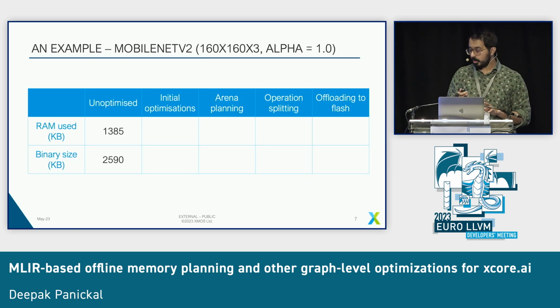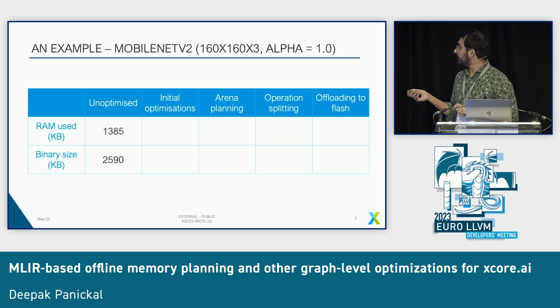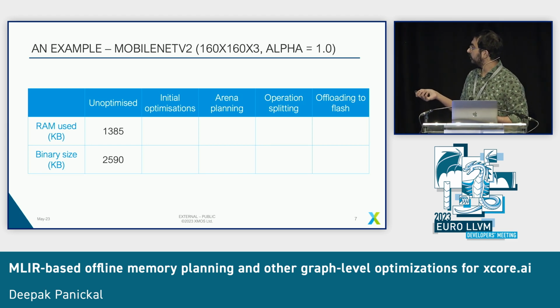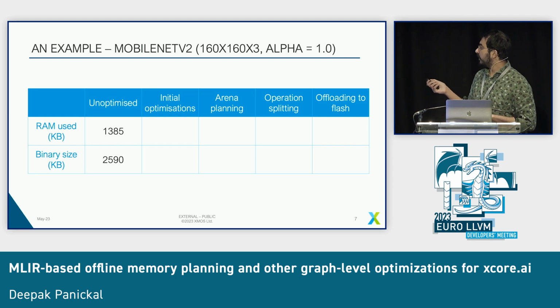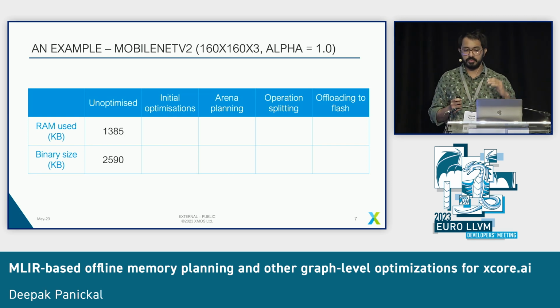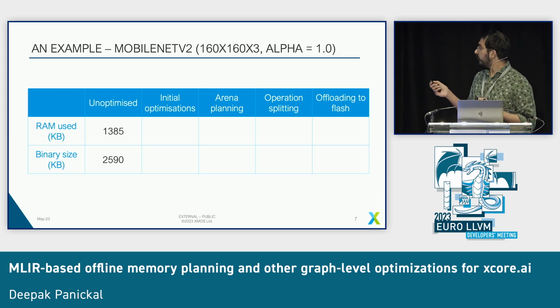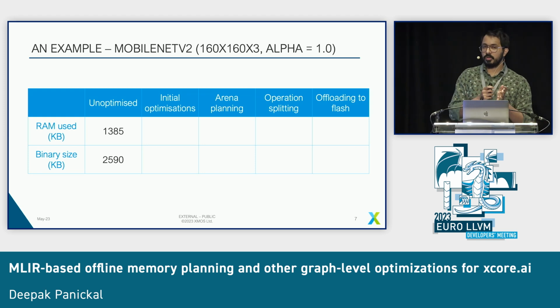Now, let me talk about an example here, right? So let's take MobileNet v2. This is a model that you can just download off the internet. So I'm taking a case where it has an input of 160 by 160 by 3 as the input image, and an alpha of 1. And for those who are not familiar with it, alpha really defines the amount of compute in the model.